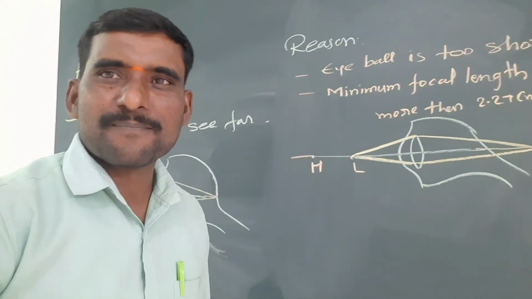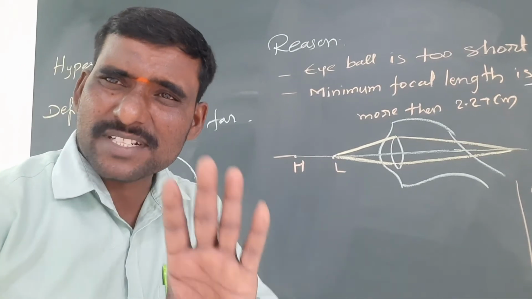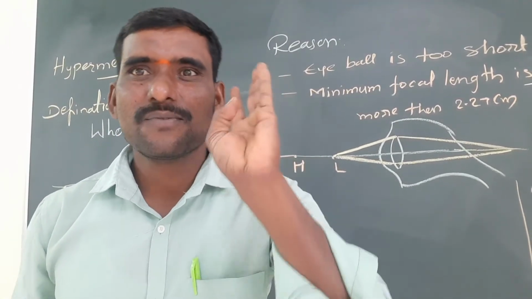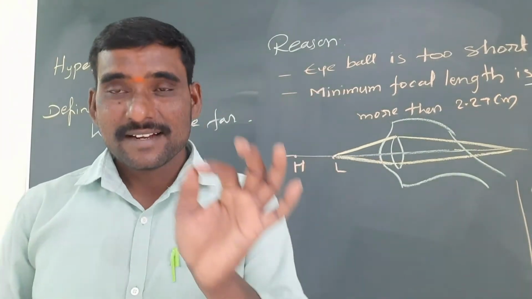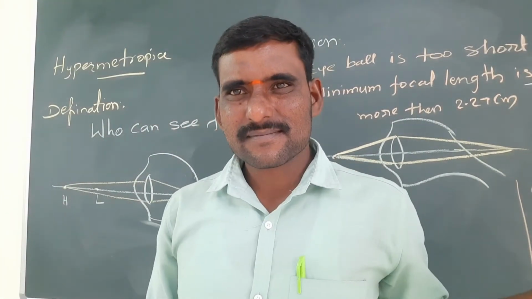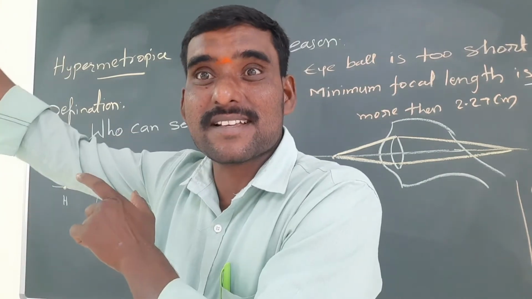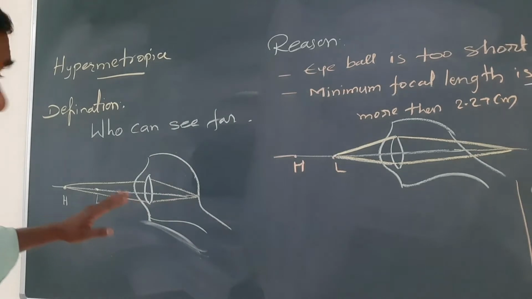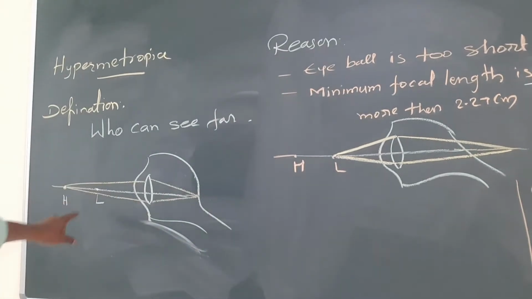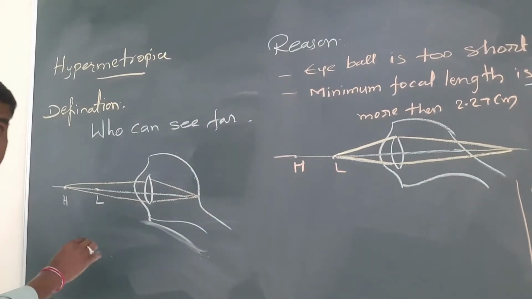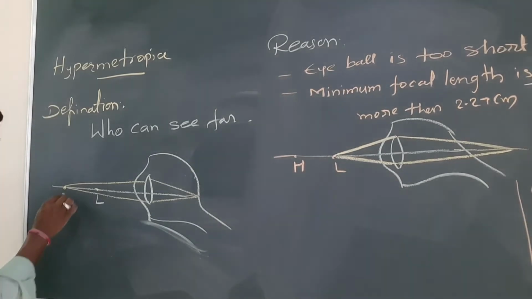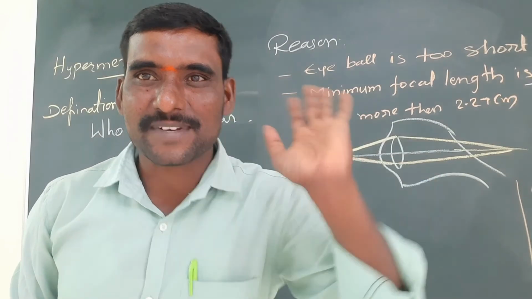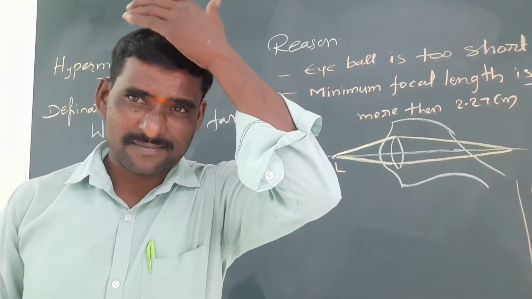Now hypermetropia. Hypermetropia also has the same 4 steps: define, reason, correction, focal length. Very simple way. The definition: the person who can see far objects clearly but not near objects. So see the diagram. L is the least distance, you know already. H is the near point, how near you can see perfectly. It is the near point.